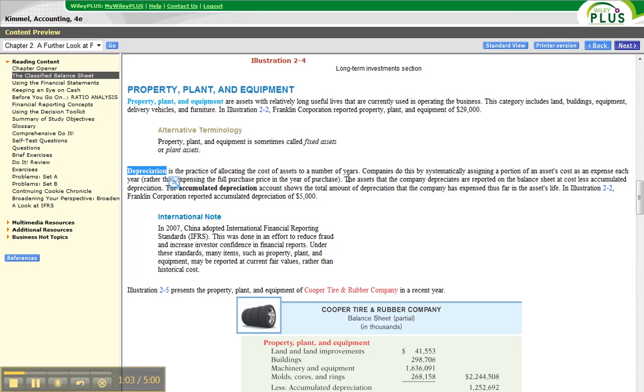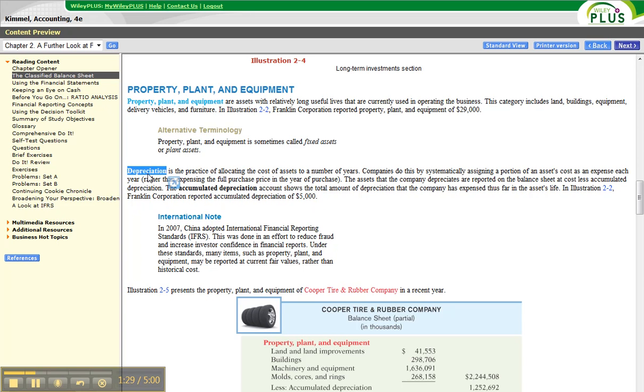In the simplest terms, if you have an asset that costs $10,000 and you think it's going to last 5 years, then you would simply expense $2,000 per year. 10,000 divided by 5 is 2,000, and you record that expense of 2,000 against the revenues that you make, and in that way you allocate some of that expense to each year. It's not a measure of what the asset's worth.